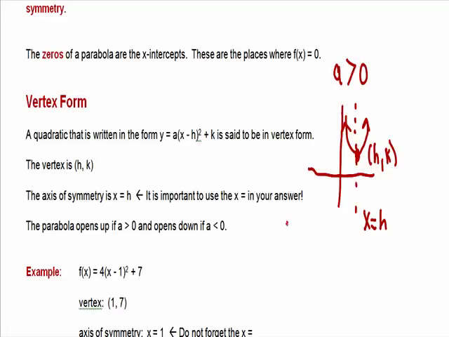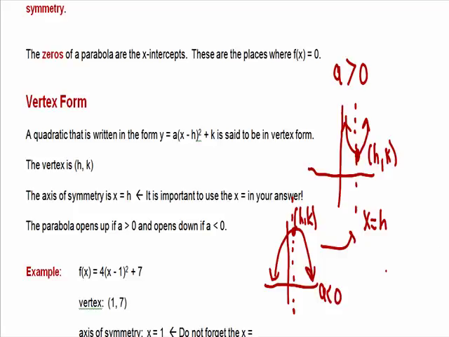If I actually had a parabola that opens down, again, I'd have my vertex, (h, k). Again, my axis of symmetry would be x equals h. It would again be a vertical line that passes through the vertex. And in this case, though, my a would be less than 0. The parabola is concave down. It opens down.